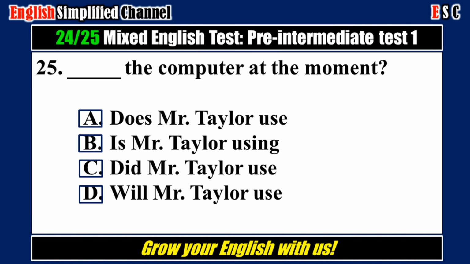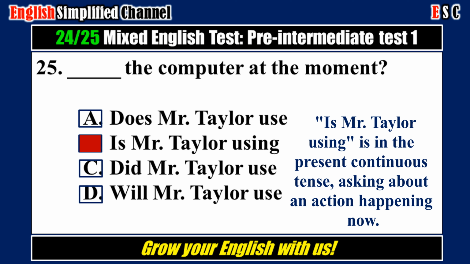25. Blank, the computer at the moment. A. Does Mr. Taylor use? B. Is Mr. Taylor using? C. Did Mr. Taylor use? D. Will Mr. Taylor use? 25. Is Mr. Taylor using the computer at the moment? Answer B. Is Mr. Taylor using is in the present continuous tense, asking about an action happening now.